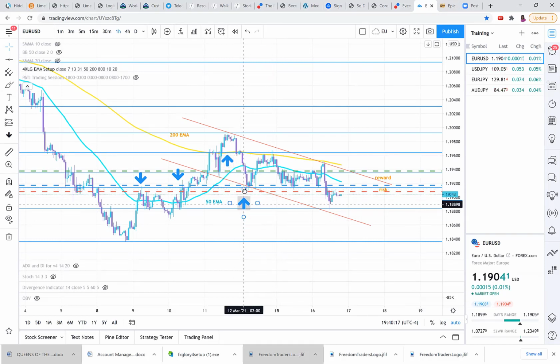Likewise, if we look at how price reacted at this zone, which is also at the trend line, those are the best trades because price is respecting the zone, it's respecting the trend line. You can easily do a buy and take it up to the next one.